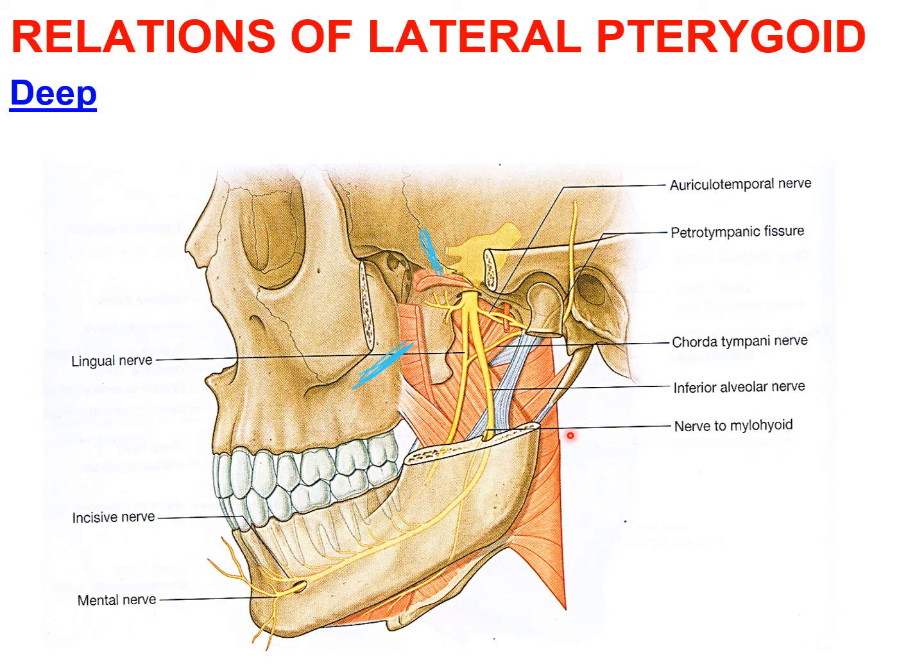Now talking about the deep relations of lateral pterygoid, the structures which come in deep relation are the mandibular nerve and its branches, such as the nerve to lateral pterygoid. Also the auriculotemporal nerve, which we can see arising by two roots as it encircles the middle meningeal artery here. Also we can appreciate the inferior alveolar nerve and the lingual nerve. The lingual nerve is joined by the chorda tympani nerve at an acute angle. Also in the deeper relation of lateral pterygoid are the sphenomandibular ligament and the deep head of medial pterygoid muscle.